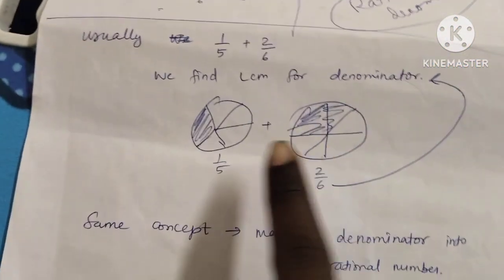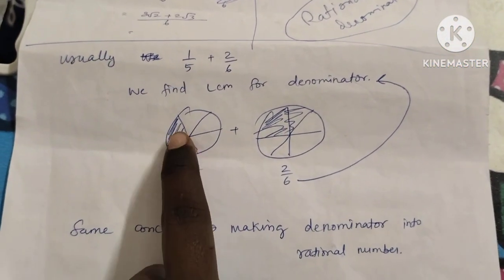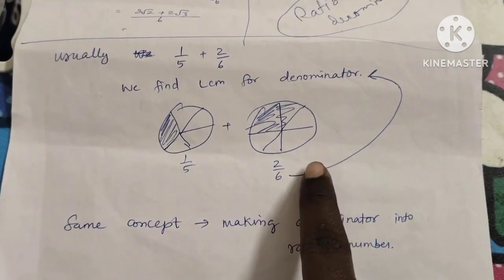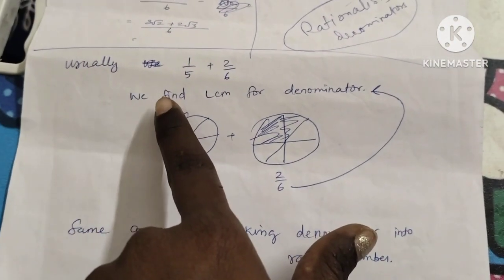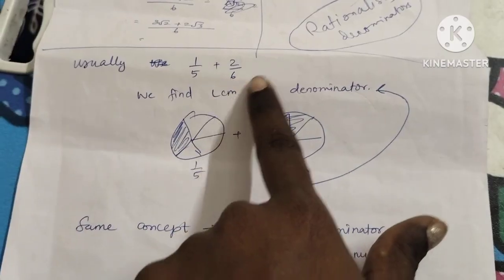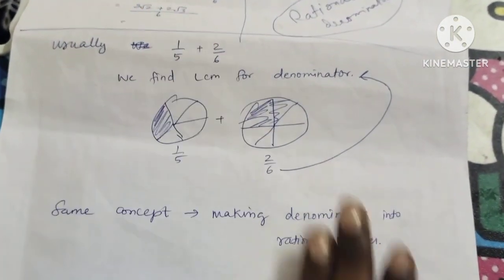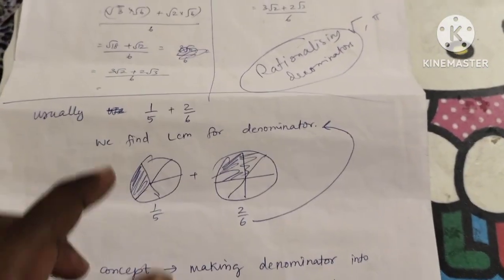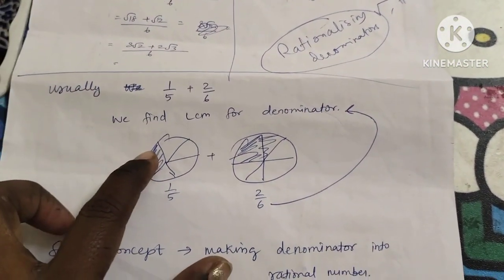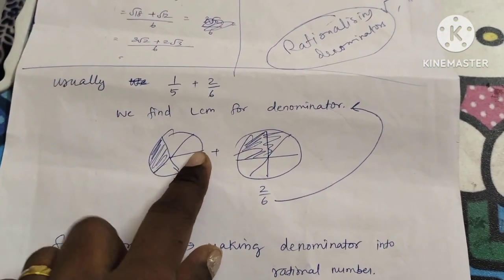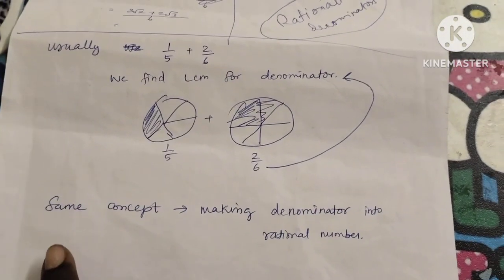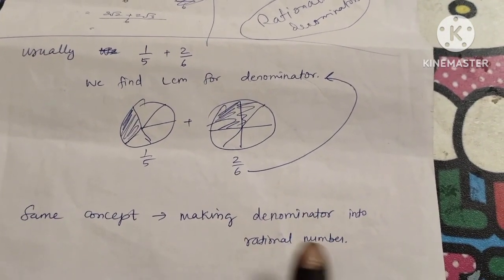See, usually we see 1 by 5 as 1 out of 5 parts, and 2 by 5 is 2 out of 5 parts. When we have to add, we find the LCM for the denominator, not for the numerator, because the whole is the denominator. This is fractions, so we concentrate on this part. This shaded part is already coming in the denominator. If you do it for the denominator, it's enough. So same concept, making the denominator into rational numbers.